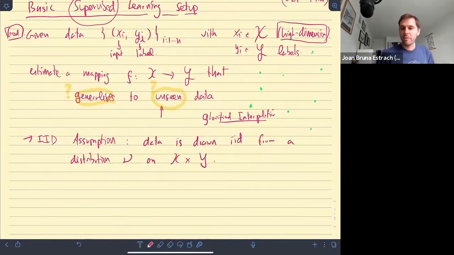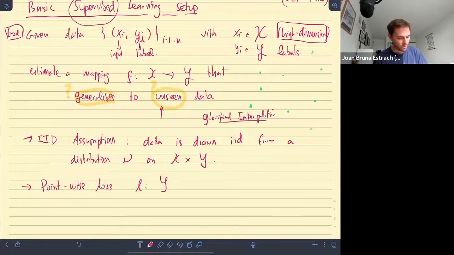We observe some samples from this distribution, and then we want to do something that works well in the future. So how do we evaluate the quality of a model? We introduce a pointwise quality metric, or loss, that is just some function that lives in the space of labels. Think about this as just some cost function. As an example, we can think about the logistic loss if we are doing classification.